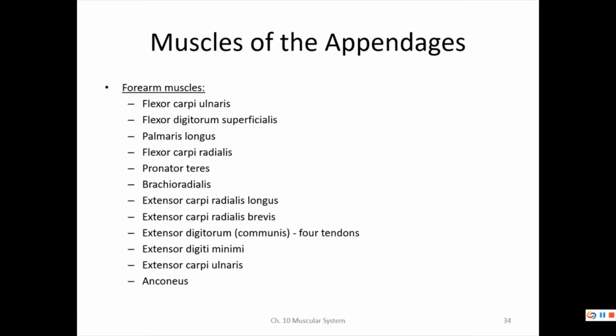An anterior compartment, those on the palm side, and the anterior compartment of the forearm on the palm side are mostly flexors. So we're going to see the flexor carpi ulnaris, the flexor digitorum superficialis, the palmaris longus, the flexor carpi radialis, and then we're going to see our pronator teres and brachioradialis. Now, brachioradialis is going to be my best anatomical landmark that I can give you. And with that, you're going to be able to find your way to the other ones.